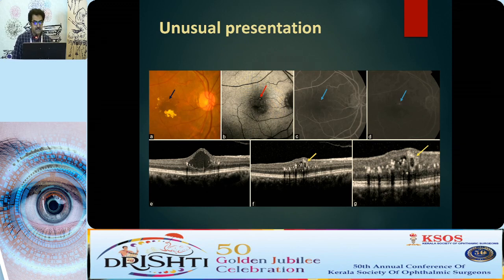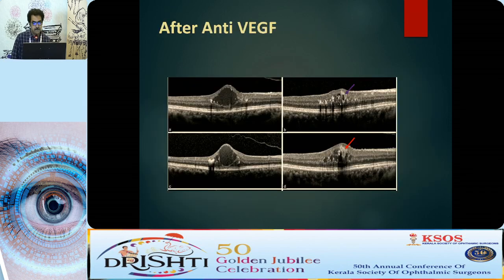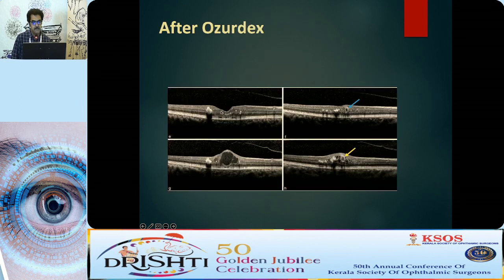So then we gave anti-VEGF, as this is diabetic macular edema. We kept on giving anti-VEGF, but the patient didn't respond to any anti-VEGF. You can see this dilated capillary here, not responding to anti-VEGF. Then we gave OCDEX, there was a good response. But unfortunately, after 2 or 3 months, it recurred and we had to keep on giving OCDEX.